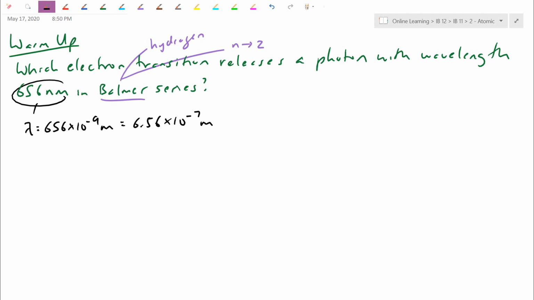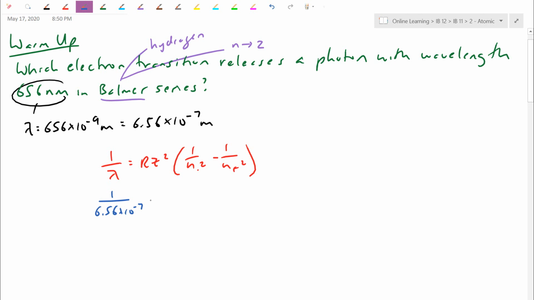So the question here is using the Rydberg equation. Let's try 1 over lambda is equal to R Z squared, 1 over ni squared minus 1 over nf squared. That was the Rydberg equation from yesterday. Let's try it out. I'm going to purposely leave in a mistake for now. So 1 over the wavelength. The wavelength I want is 6.56 times 10 to the negative 7. You can still copy it down. I'll tell you when to stop copying.